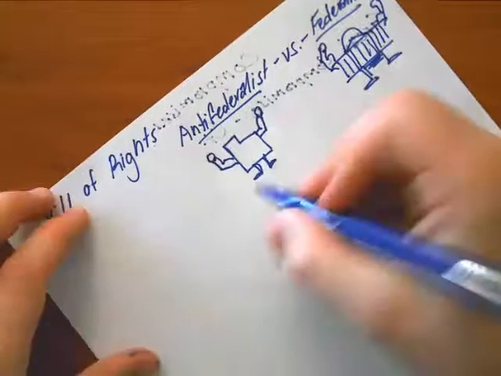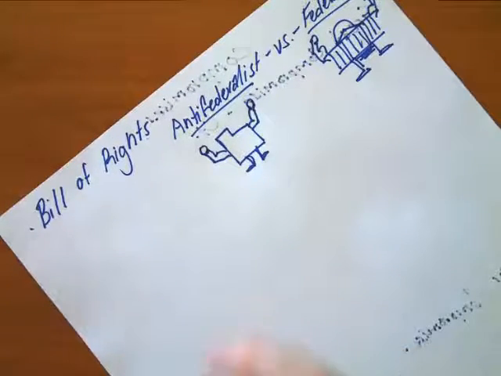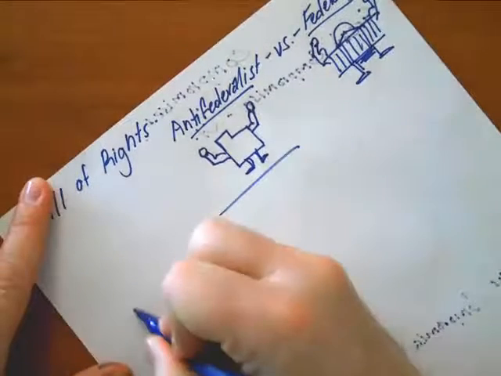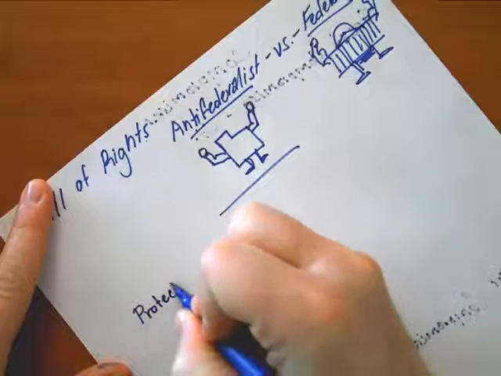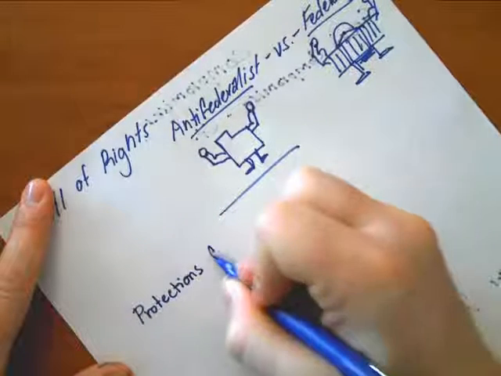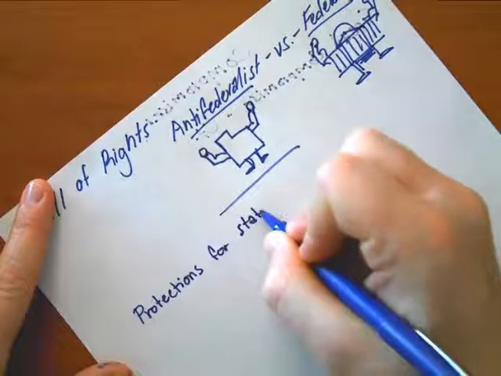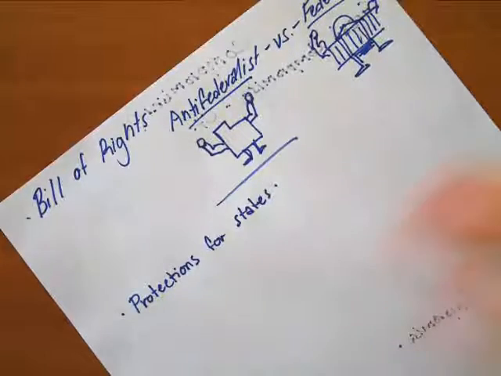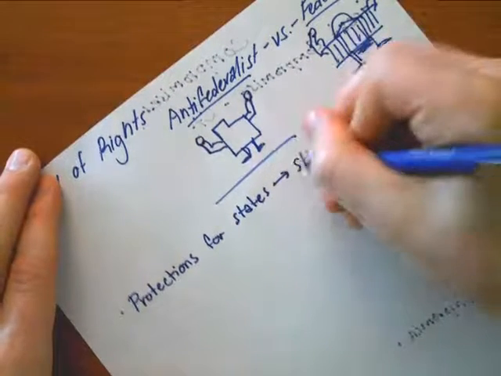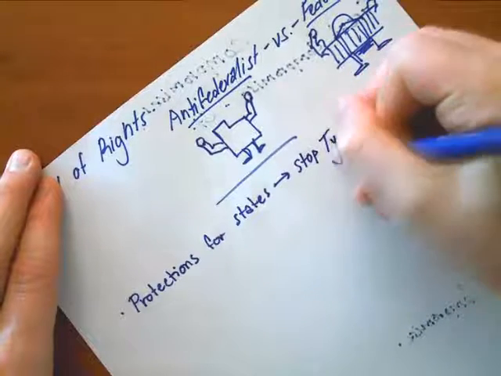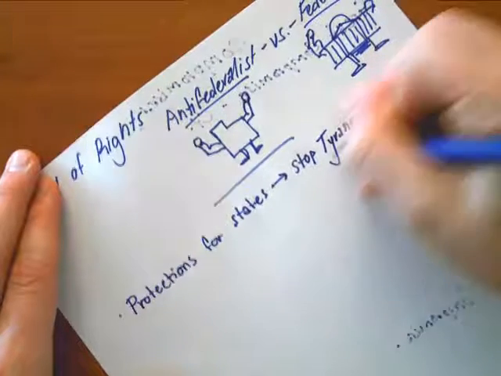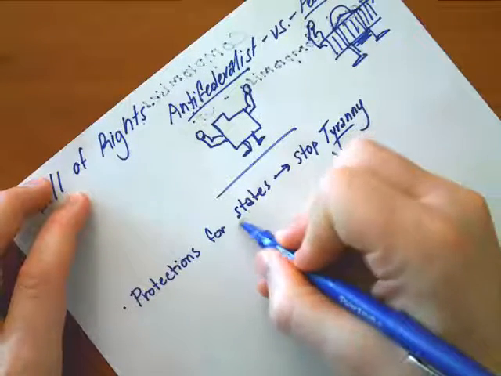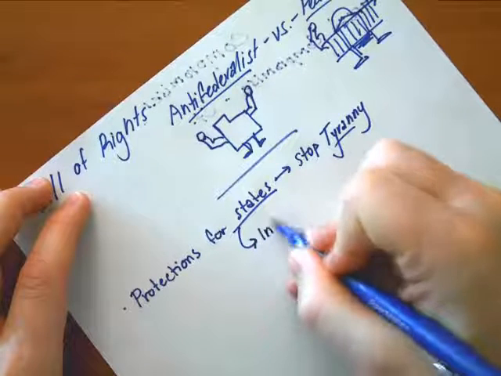The anti-federalists argued that they would not pass the Constitution unless there were protections for the states, and that these protections for the states would stop any tyranny from the central government. What this turned into was, yes, protections for the states, but more so protections for individuals.